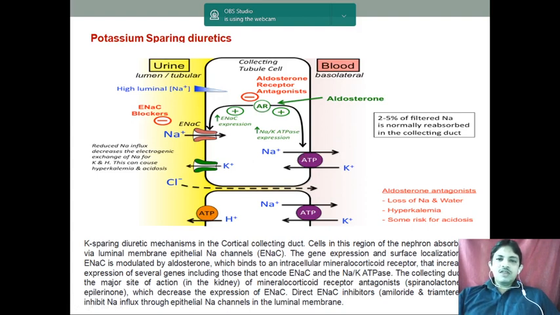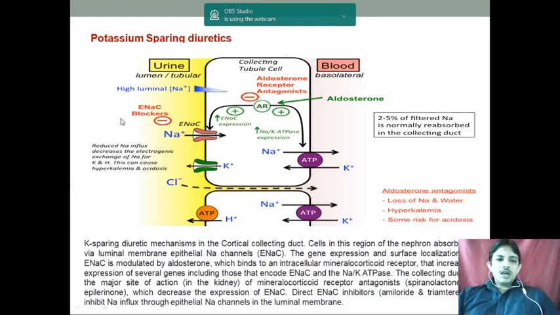Now, whenever we give a drug like spironolactone, that is an aldosterone receptor antagonist, what will happen? They will go and block the aldosterone receptor. If this receptor is blocked, there is decreased expression of the sodium channel in the luminal membrane of the epithelial cell, and they are also inhibiting the reabsorption of sodium. As a result, sodium reabsorption is inhibited and water excretion is increased.